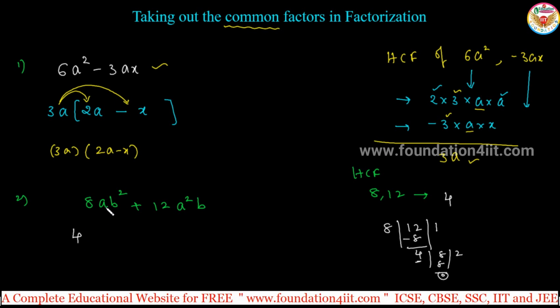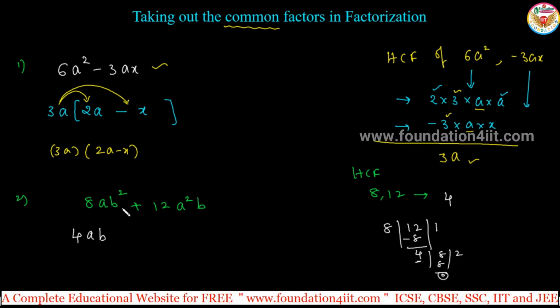Observe the variables: a, b square, a square, b. Here a is 1 time, here 2 times. In the common, the highest means only 1a, right? And here b is 2 times, b is 1 time. So b square means b 2 times. 2 times you can't take common because only 1 is there. Overall the common is b. So of b square and b, 1b you can take common. Now maintain the bracket and write the remaining terms.